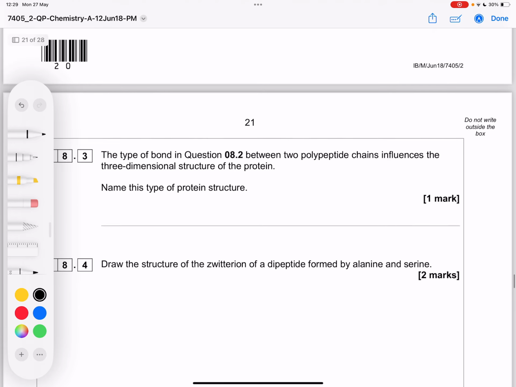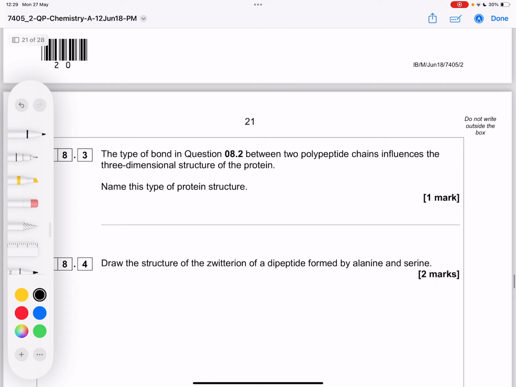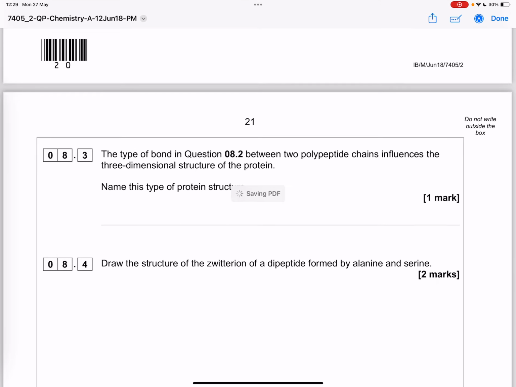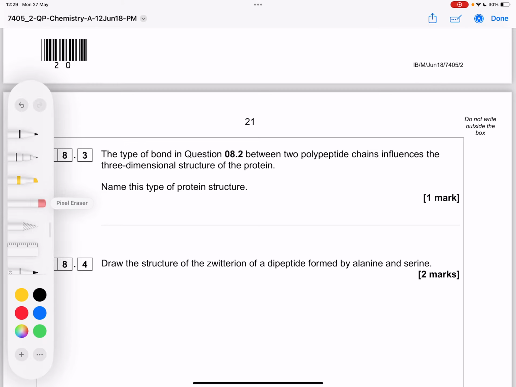The type of bond in question 8.2 between two influences the three-dimensional structure of a protein. So the three-dimensional structure of the protein. So we already had the secondary structure, which is already held together by hydrogen bonds, and then we're further folding it into this thing held together by many things, including the sulfur-sulfur bridge, called a tertiary structure.